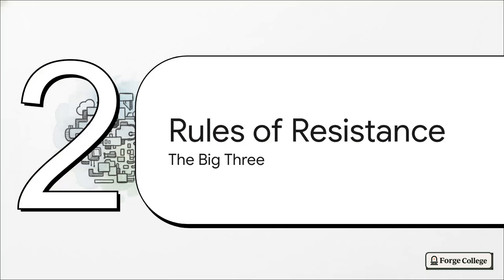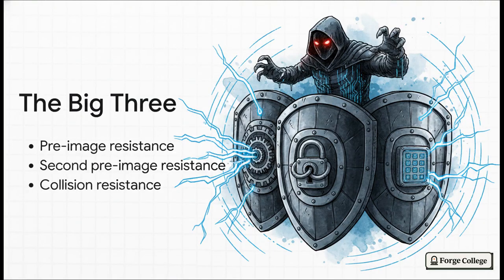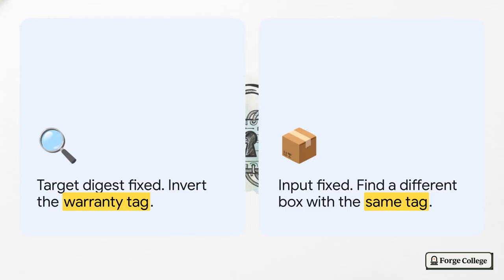Moving right along to Section 2, 3 rules of resistance. We call these the big 3. Okay, so we've got our sealed box and our stamped tag. Now, to actually protect our data, this whole system needs 3 specific mathematical properties, affectionately known as the big 3. We've got pre-image resistance, second pre-image resistance, and collision resistance. And what's cool is each one of these is designed to completely shut down a radically different type of hypothetical cyber heist. Now, what's really interesting about this is just how differently these attacks work.